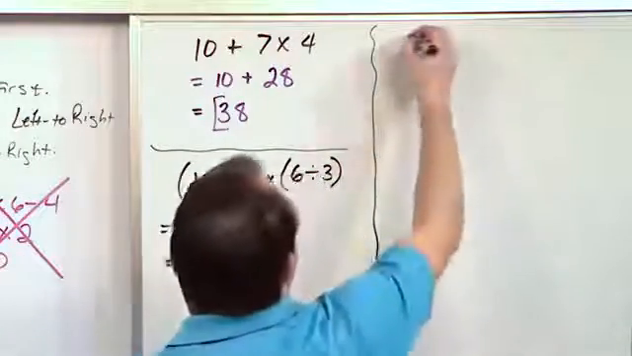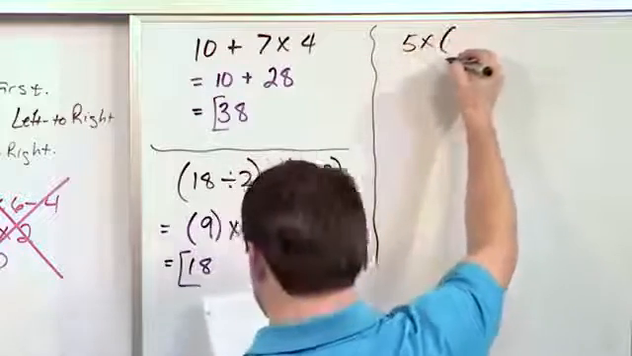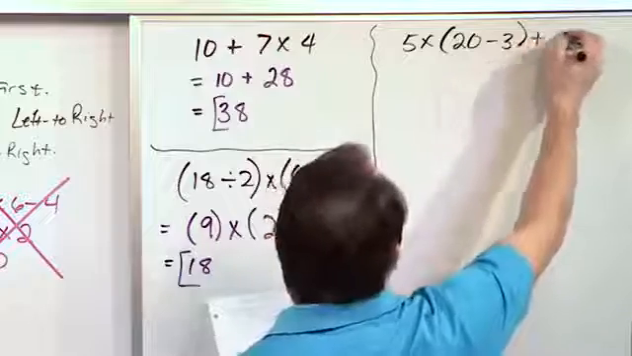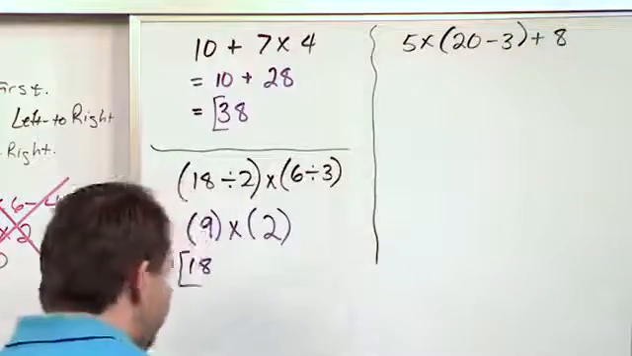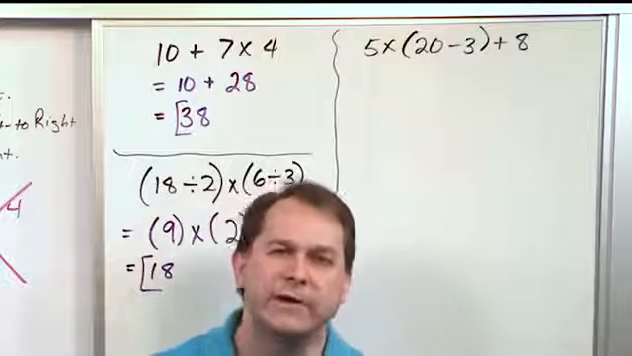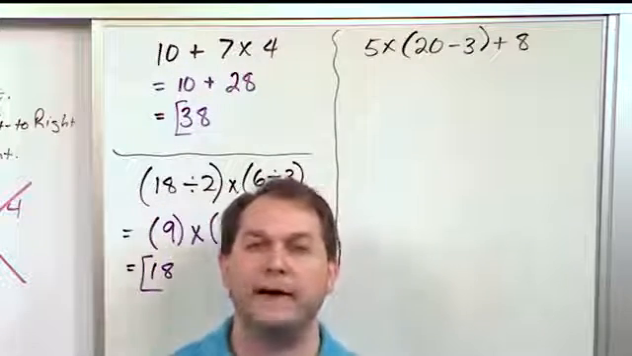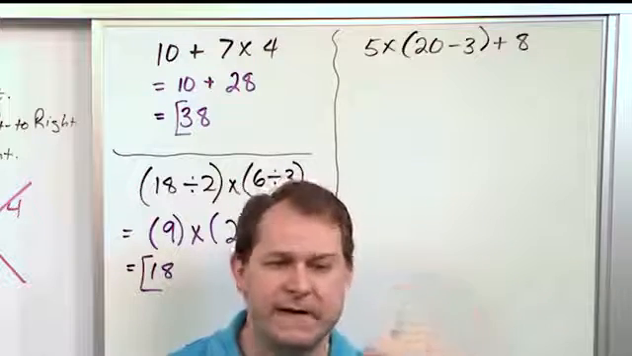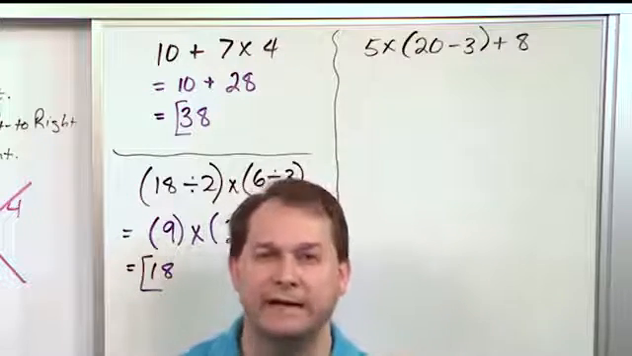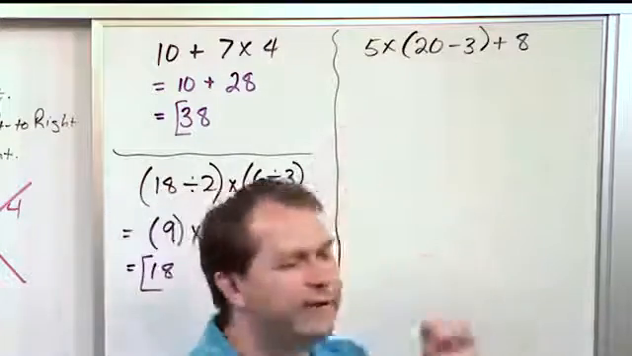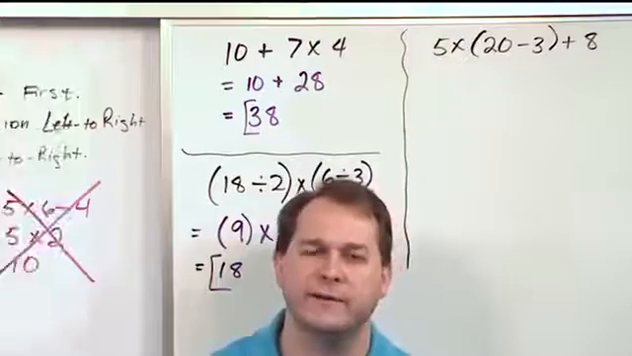What if we have something like 5 times 20 minus 3 plus 8? Okay, so now the problems are getting a little bit bigger, and this looks a little bit complicated at first. If you get confused at what to do, just go back to your order of operations. First thing, check for parentheses, then multiplying and dividing, then adding and subtracting. But notice in this case that we have a parentheses here, so we know we have to do what's inside the parentheses.